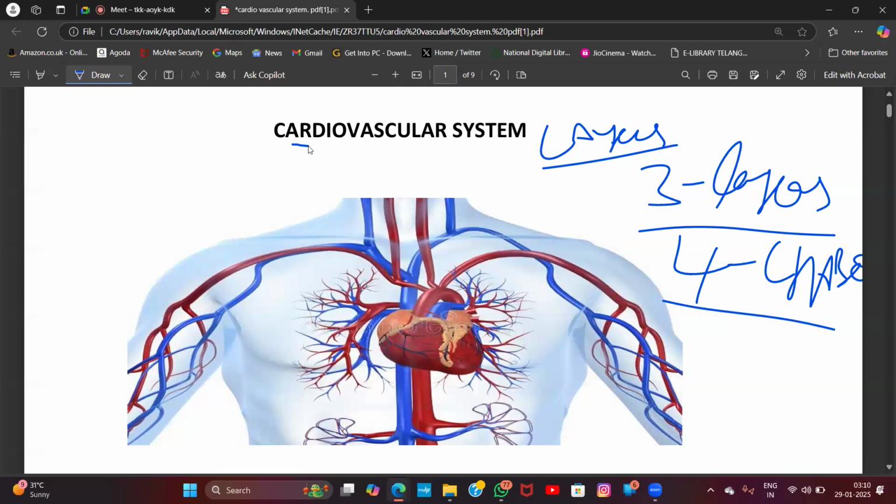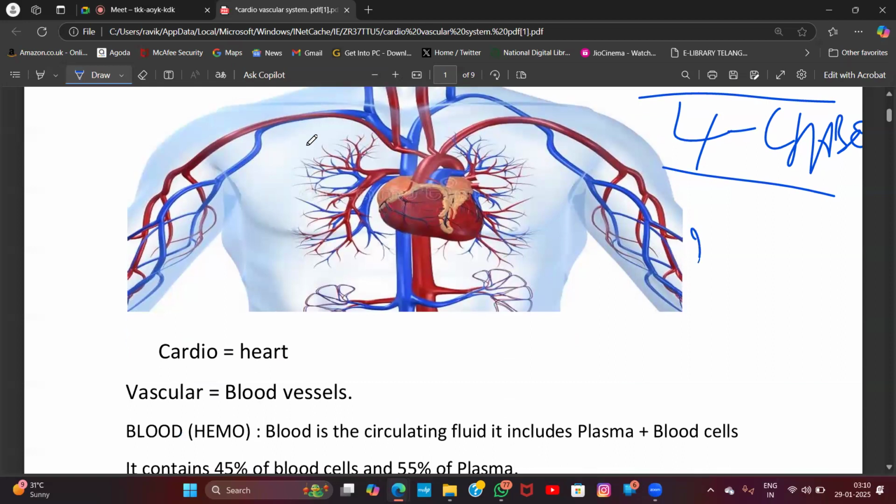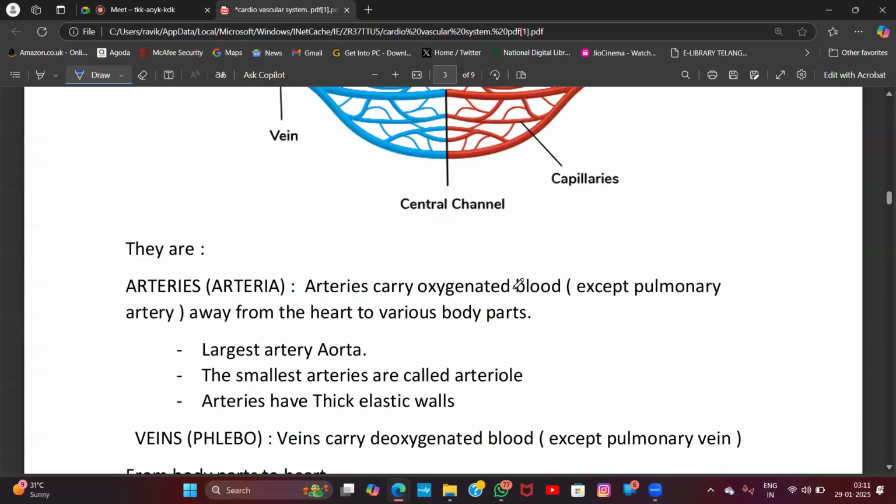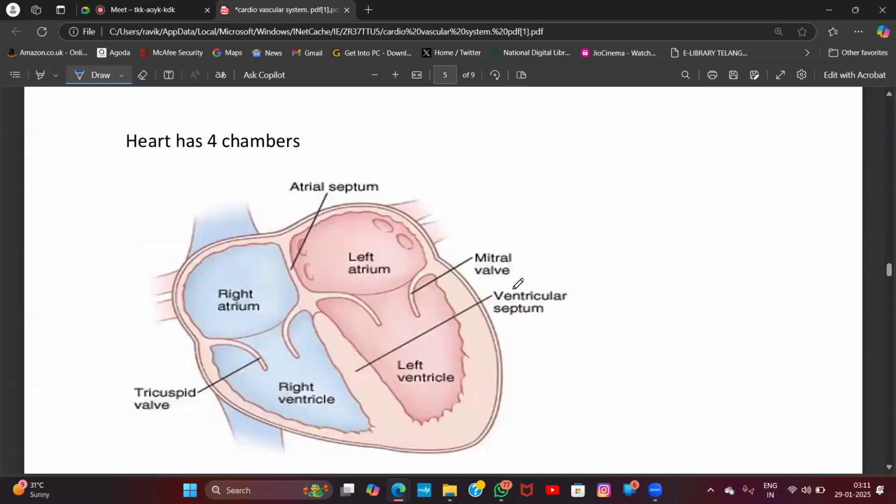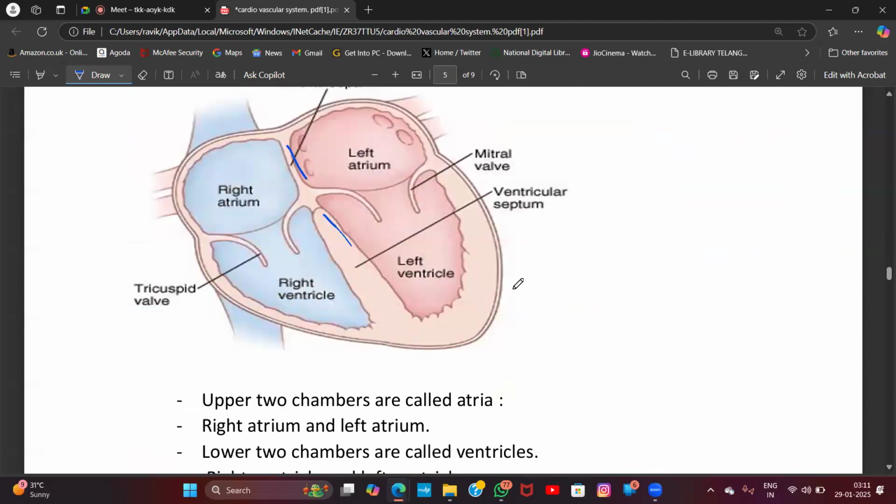Heart has how many chambers? Four chambers. Likewise, heart has how many septums? Two septums. What are they? The interatrial septum and the interventricular septum. The septum between the atria is called the interatrial septum. The septum between the ventricles is called the interventricular septum.